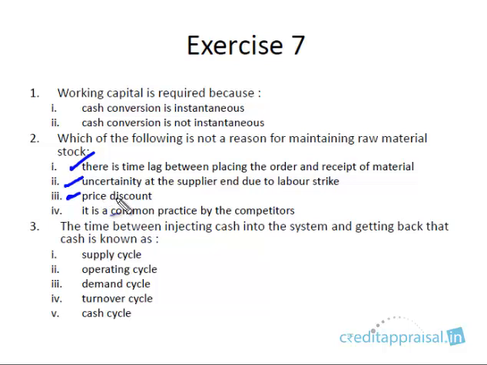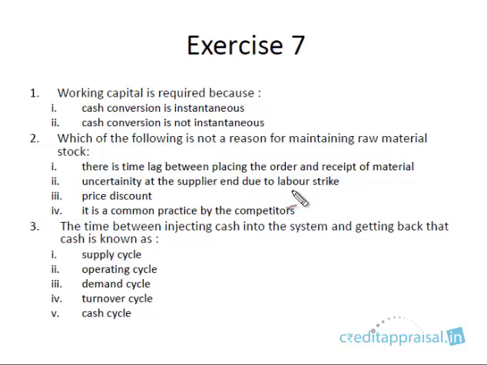Price discount is also a reason why companies maintain stock, in the sense that they purchase in bulk so that they can avail price discount. It is a common practice by the competitors. So this is not a reason why we maintain stock. Just because the competitors are maintaining, we don't maintain, right? That is not a reason. So because of the first 3 reasons, companies maintain stock of raw material. The one which is not a reason is the fourth one.